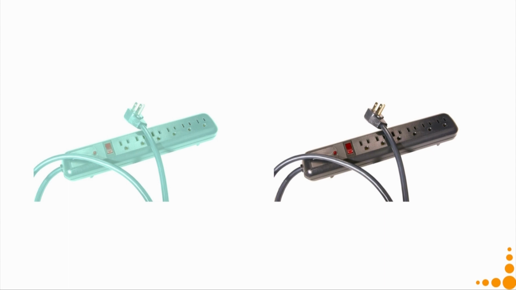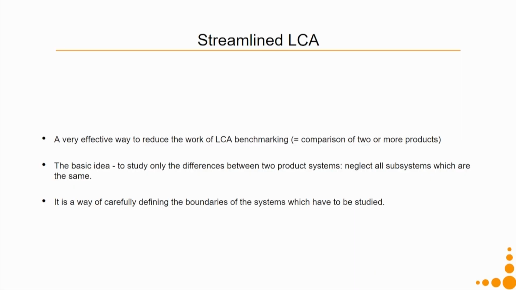Say one of the charging boxes is made of plastic, the other is made of another non-conducting material, like wood or cork. All the sub-assemblies, all the metallic components, all the electrical circuitry and everything remains constant. So, I do not need to do an LCA for all the components. What I do is a streamlined LCA, where I only compare the products with the housing. In this case, one housing is made of plastic, the other housing is made of wood or cork or any other material. So, I just do a streamlined LCA comparing these 2 housings.